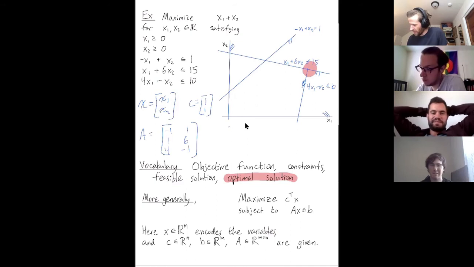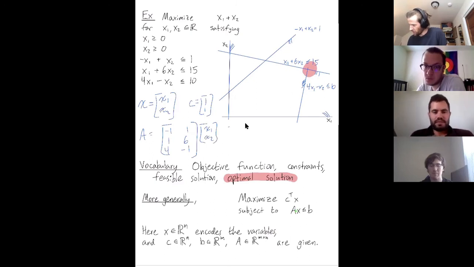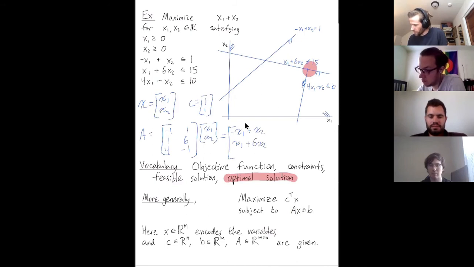Great. So what happens when I multiply A times X? Matrix multiplication. I'm assuming you're good with this, but let me know if not, and we'll chat sometime. You get -X1 plus X2 in the first row of your vector. You get X1 plus 6X2 in the second row. And you get 4X1 minus X2 in the third row. What is vector B in our example? Vector B is the coefficients on the right-hand side of these constraints. So vector B is 1, 15, and 10.